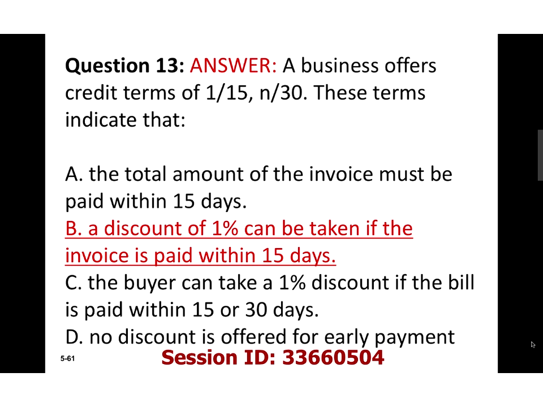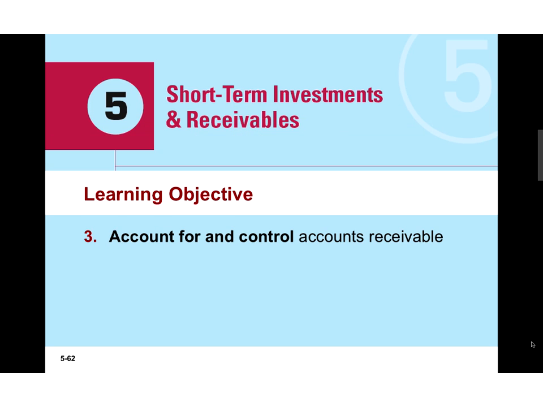Okay, so the discount of 1% can be taken if the invoice is paid within 15 days. C is not right because you don't have 15 or 30 days to get the discount. You only get the discount if you pay within 15 days. Okay, moving on to our next section.